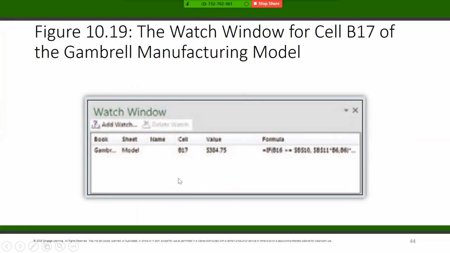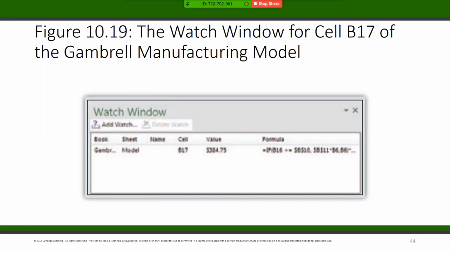Okay. So basically, how did we get to this? What we did was we want to add the following steps to cell B17 for the watch list. So we're going to click the formulas tab in the ribbon. We're going to click the watch window in the formulas auditing group to display the watch window. We're going to click add watch. Then we're going to select the cell we want to add to the watch. In this case, it's B17.